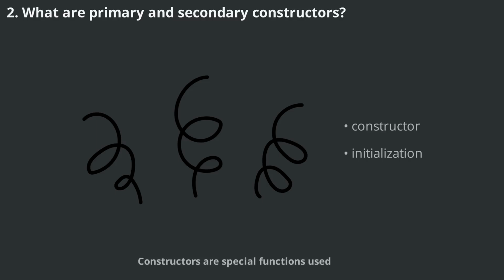Constructors are special functions used to initialize objects when they're created. In Kotlin, there are two main types, primary and secondary constructors. The primary constructor is part of the class header and initializes the main properties. Secondary constructors, declared inside the class body, offer alternative ways to create objects, often with different or fewer arguments. This flexibility allows you to handle various initialization scenarios with ease.